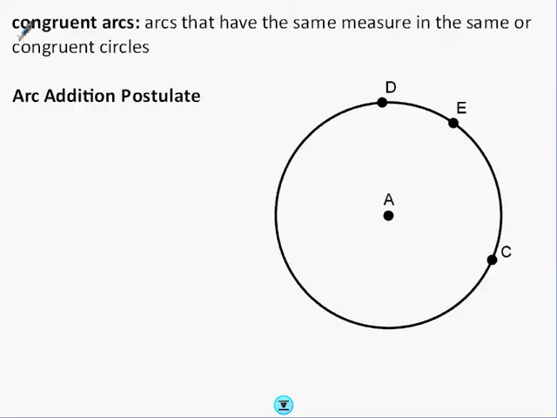Okay, I'm not even going to ask you to write that down because it's obvious. If 2 arcs are congruent, they have the same measure.